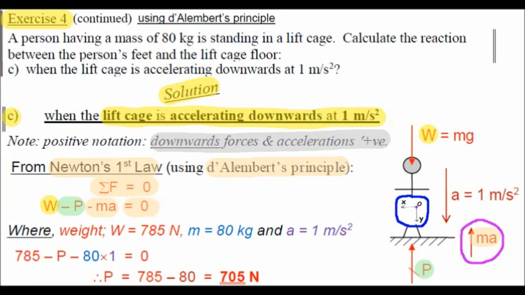What we do now is insert the values. We know the weight force has been calculated previously as 785 newtons. We're given the mass in the question, it's 80 kilograms, and the acceleration is 1 meter per second squared. So inserting the values into the equation, and rearranging for force P, the reaction from the floor on the person, on the body, evaluates to be 705 newtons. That concludes the solution to exercise 4C. And again, note this is the same value as calculated in our previous presentation when we applied Newton's second law directly to this particular problem.